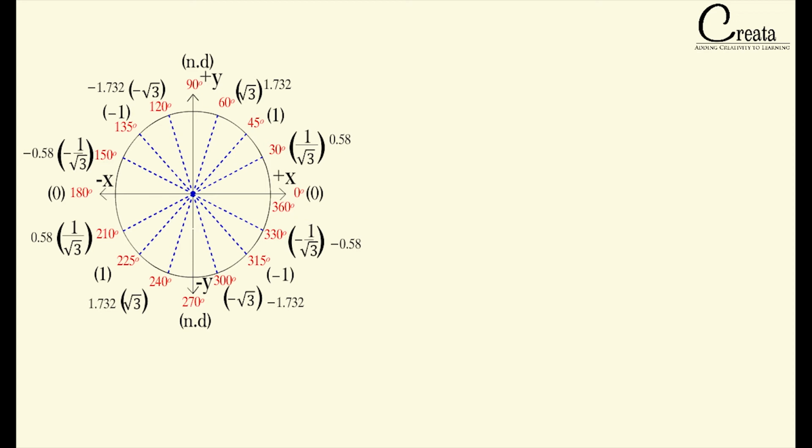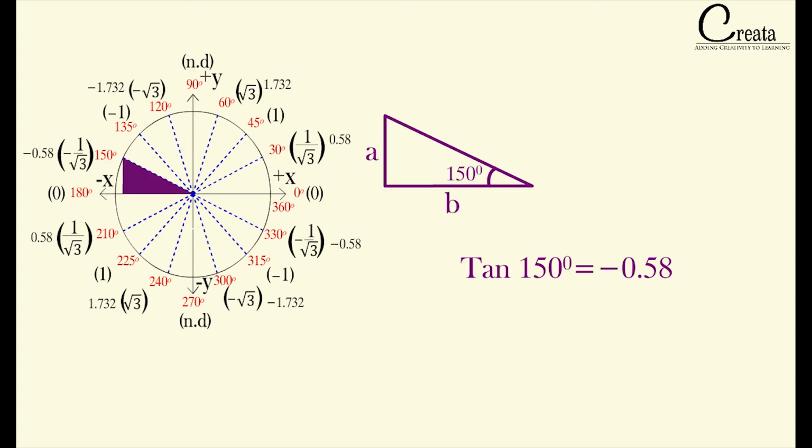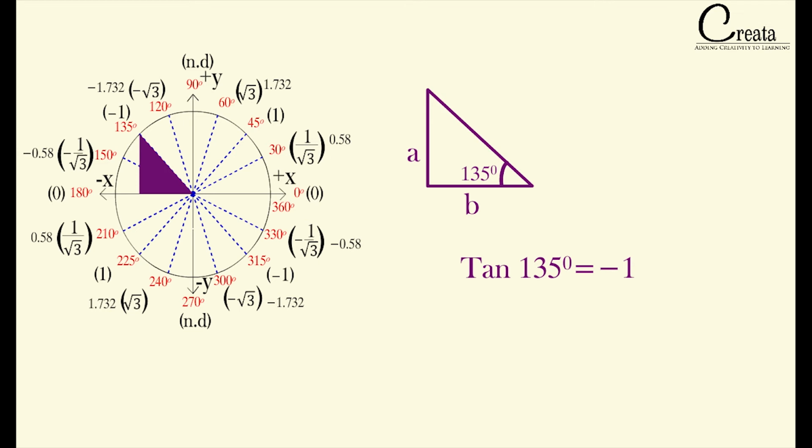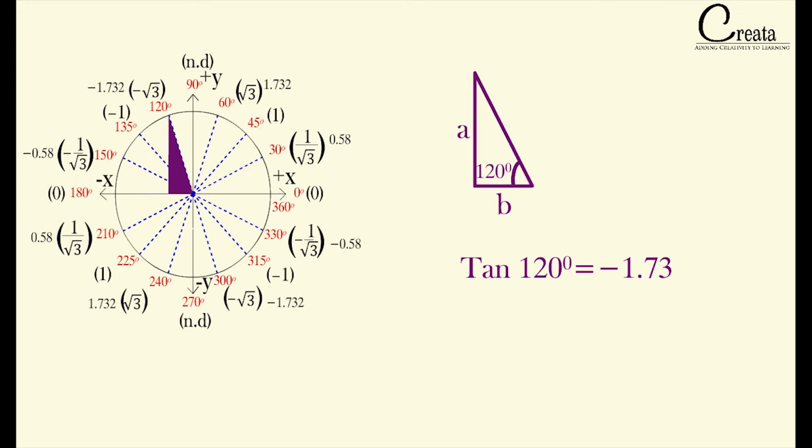Let's make a triangle at 150 degree. Tan 150 is minus 0.58. Here we will keep on decreasing the angle from 150 degree till we reach 90 degree. Okay, let's decrease the angle. Tan 135 degree, it is minus 1. Further decreasing, tan 120 degree, it is minus 1.73.